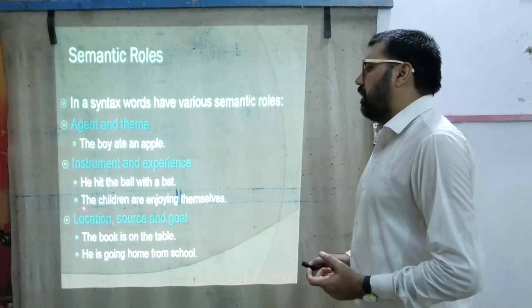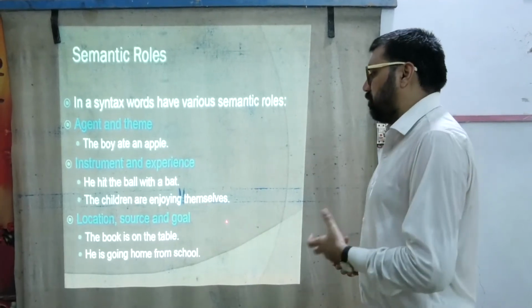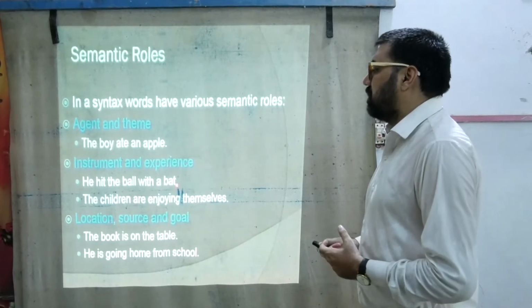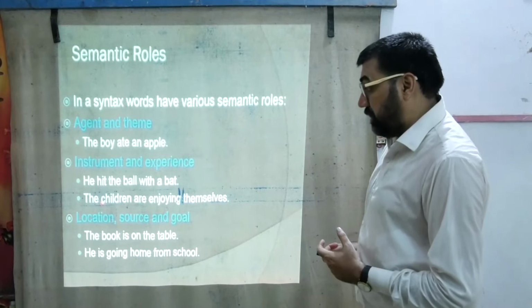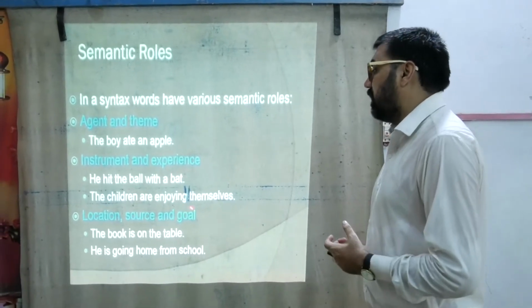That means the children are enjoying themselves. It means that it's proof that the children are enjoying these things, and we can say that the experience is enjoyment.